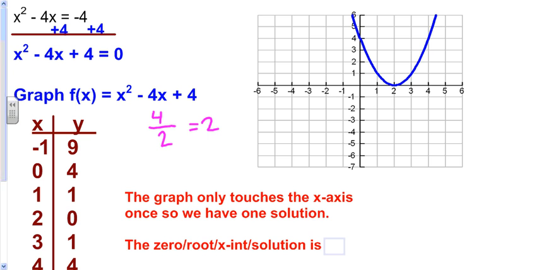Now, looking at this, we see that our graph only touches our x-axis at 2. Also, over here looking at your table, you have an output of 0 for your y, so you know that you have one root or solution there. So since your graph only touches once, we have one root, zero, or x-intercept, and that's when your x is 2.